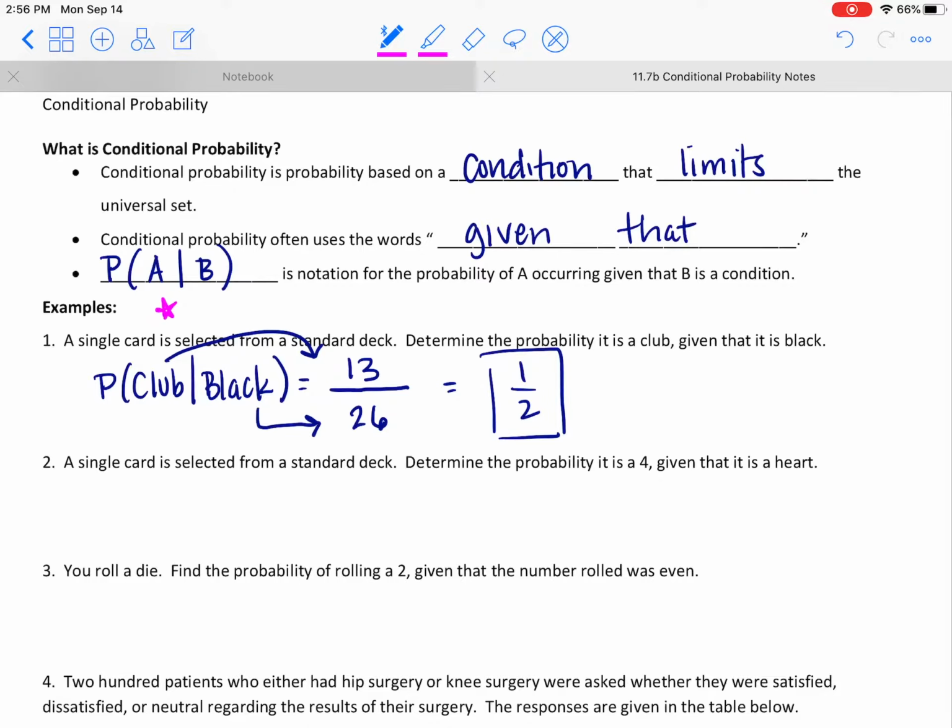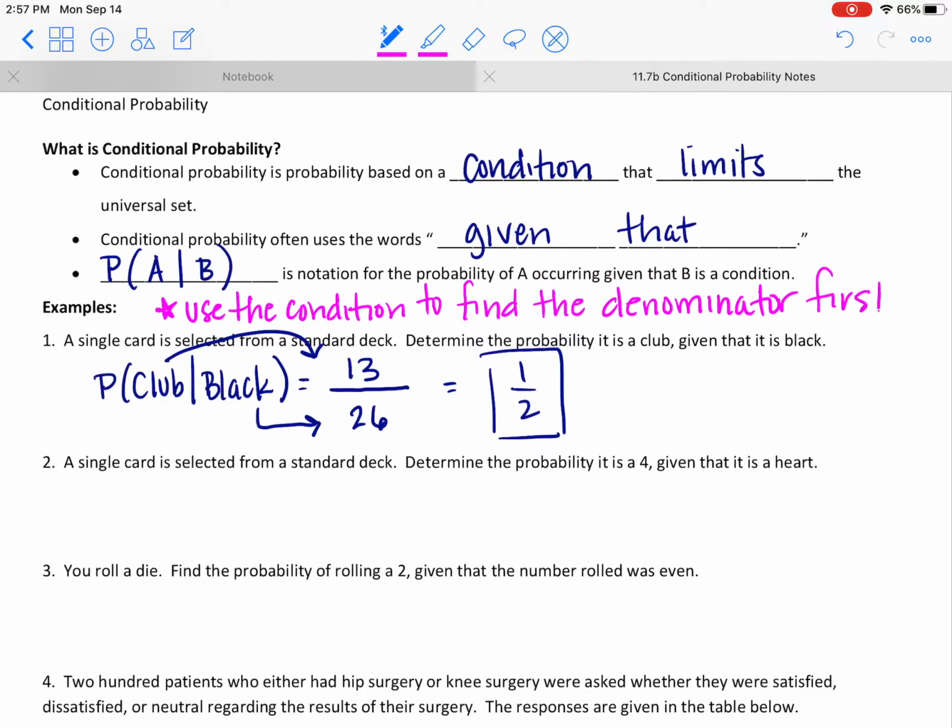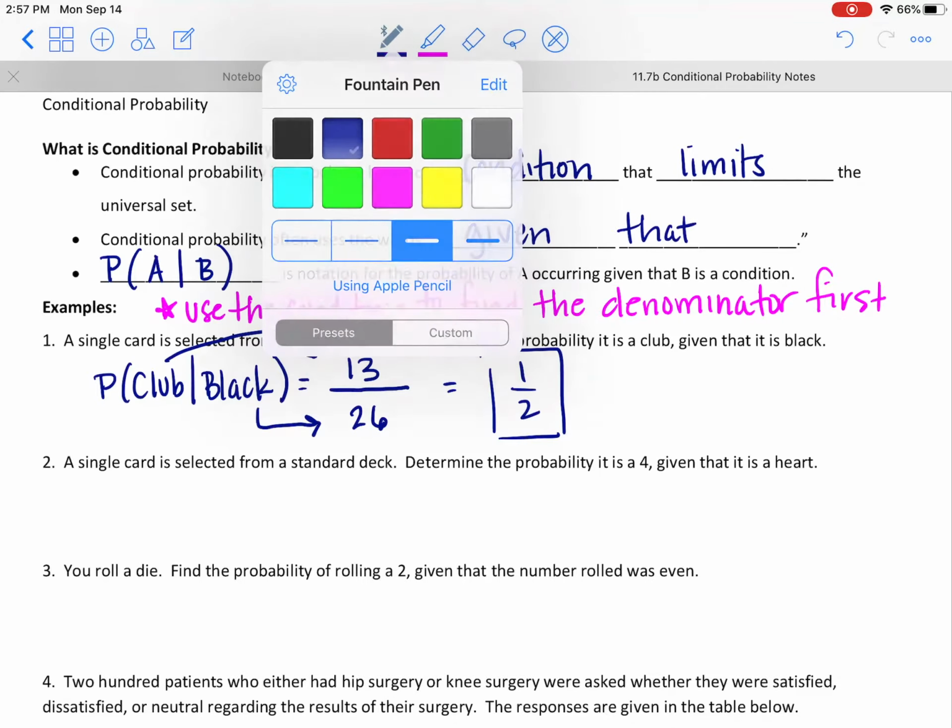So for these conditional probabilities, you want to determine the bottom of the fraction first. Use the condition to find the denominator first. And then out of that limited group that you've put in the denominator, go back and figure out how many go in the numerator. Okay, let's try that again.